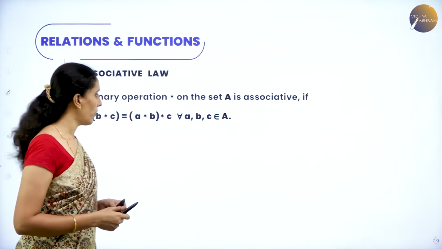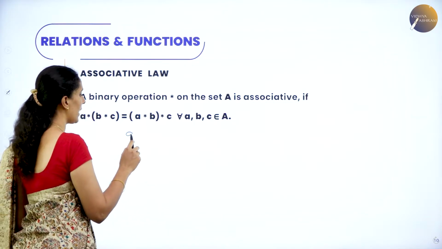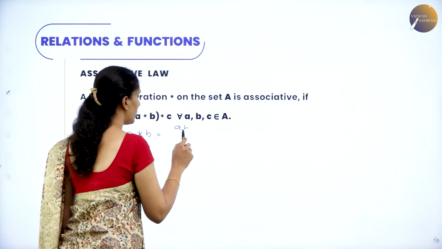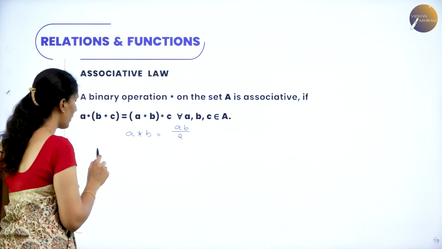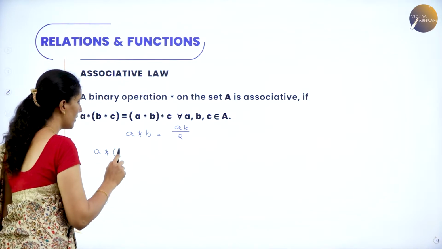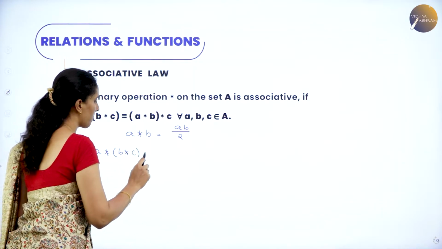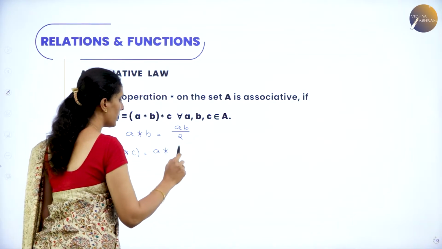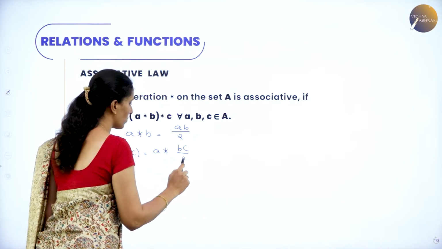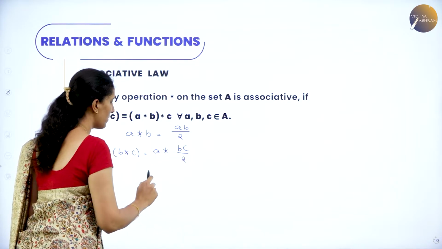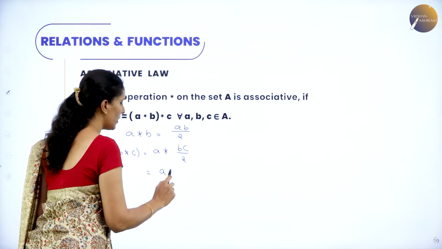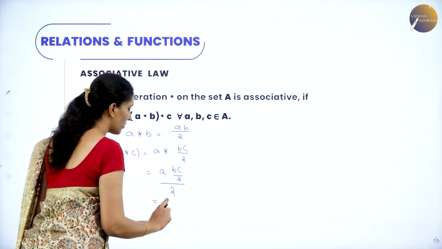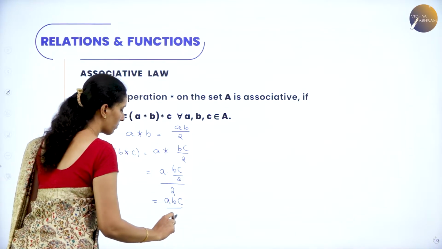Now let's take one more example. So let me take A star B is equal to AB by 2. So let's verify A star B star C. So what is A star (B star C)? It is A star BC by 2, which means A into BC by 2, whole divided by 2, which is equal to ABC by 4.